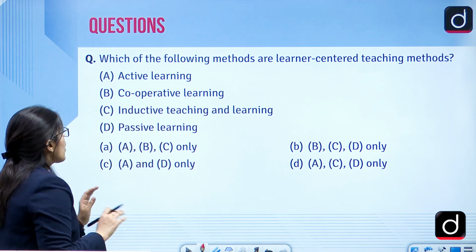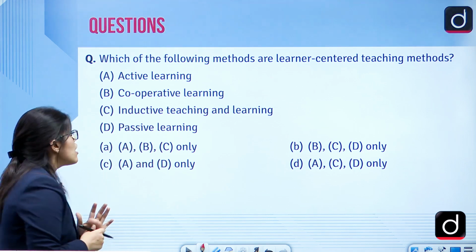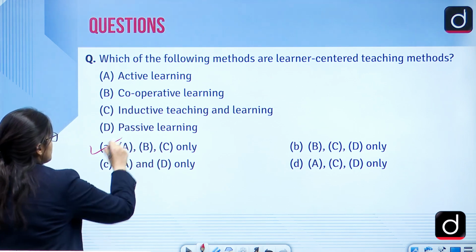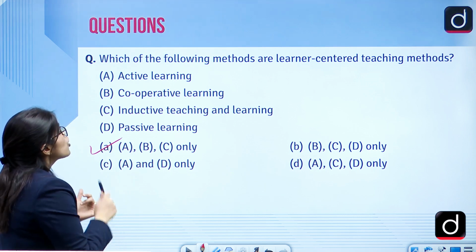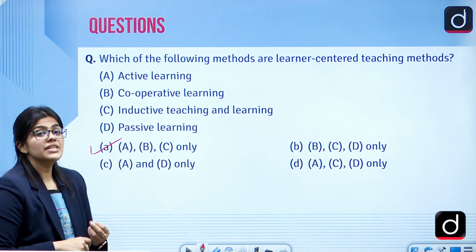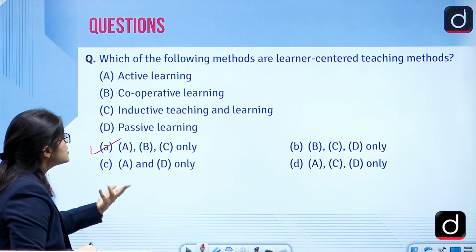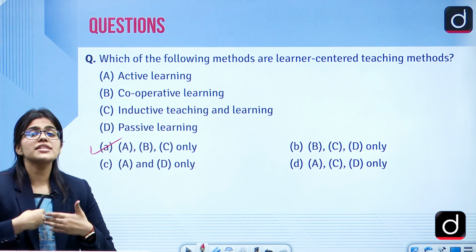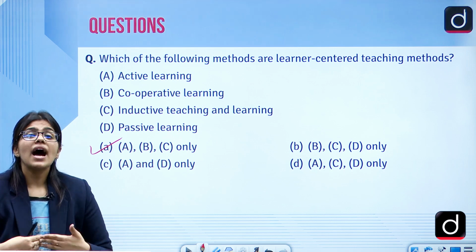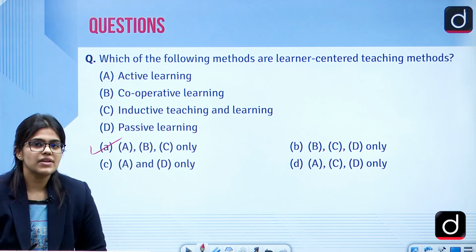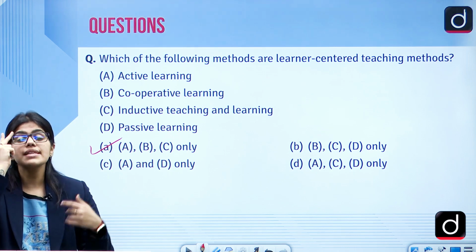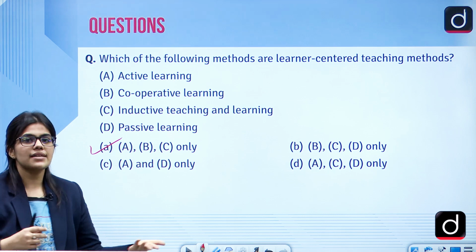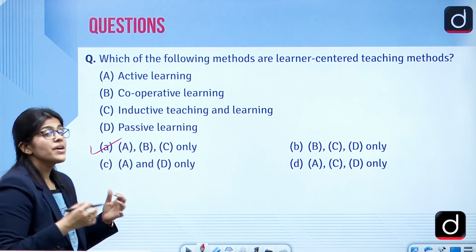Now here, we all know that D won't be the answer. So wherever D is not there will be the answer. That means A, B and C. That means active learning, cooperative learning and inductive teaching. So what is active learning? Active learning is when the teacher is actively participating and the students are also actively participating. So there is no indirect examples given, but it is actively involved. Everyone is actively involved.